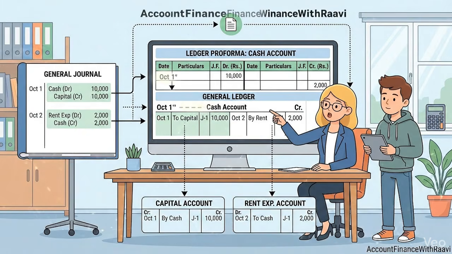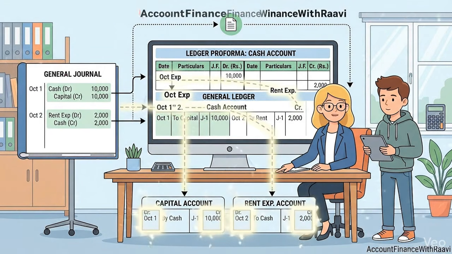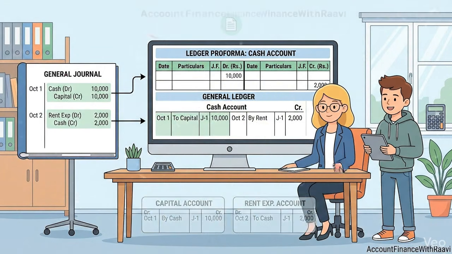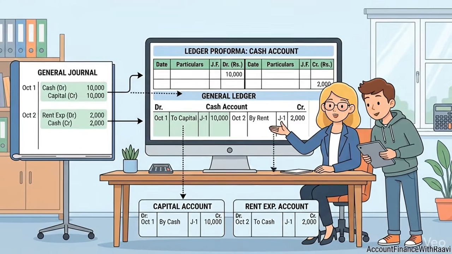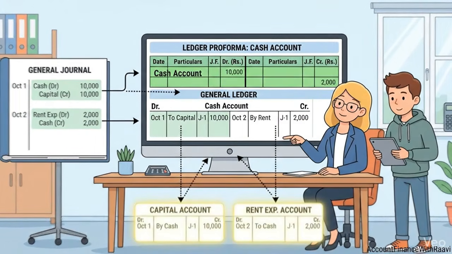Next, these entries are posted to the ledger, where similar transactions are grouped. The ledger helps us track balances for each account, like cash, sales, and expenses.